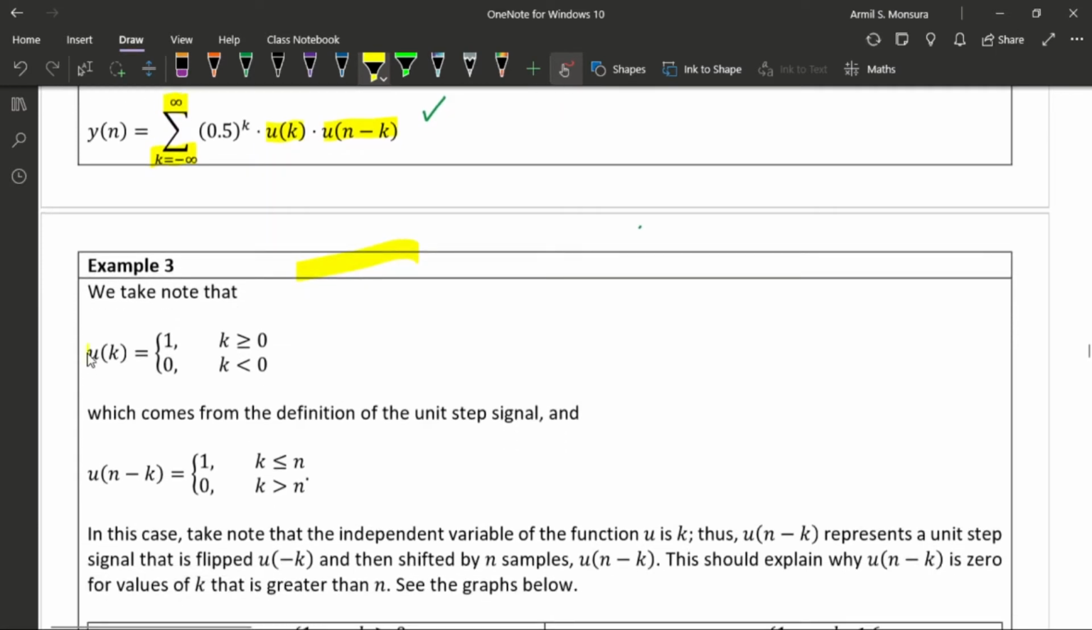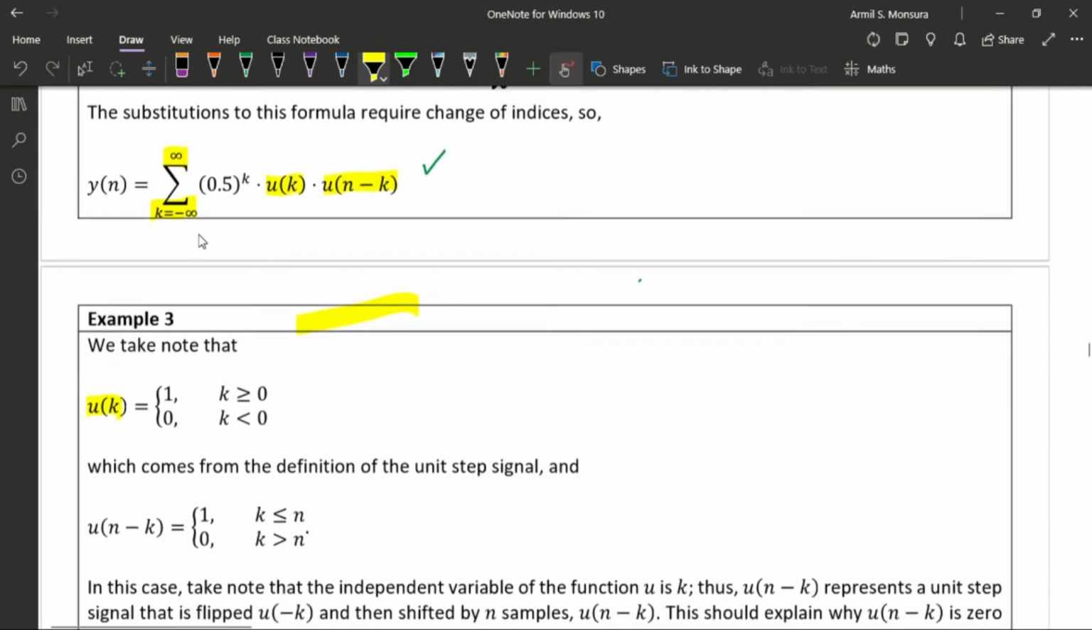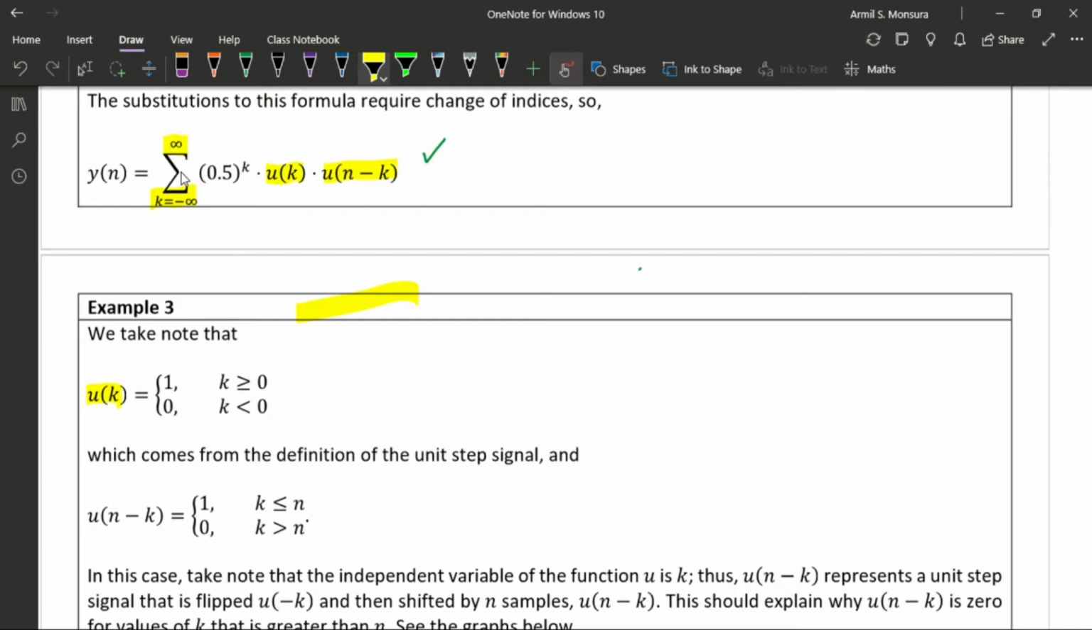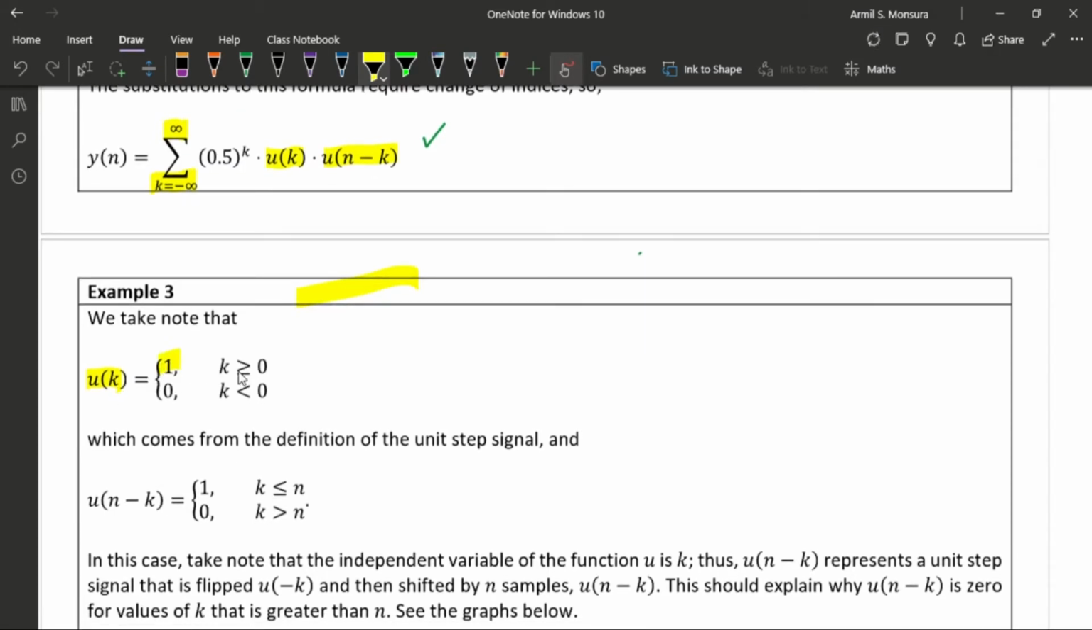Okay? So we take note that u of k, since ang limits ng summation natin is from negative infinity up to positive infinity. Okay, so we'll have u of k here from negative infinity up to positive infinity. But take note that the step signal u of k is defined as 1 for zero and positive k, and 0 for negative k. So which means, this would imply na from negative infinity hanggang negative 1, 0 ito. Okay, 0 tong u of k ninyo. Okay? So, kung 0 yan, regardless of the value of the other two factors, for these values of k, yung product sequence niyo magiging 0.